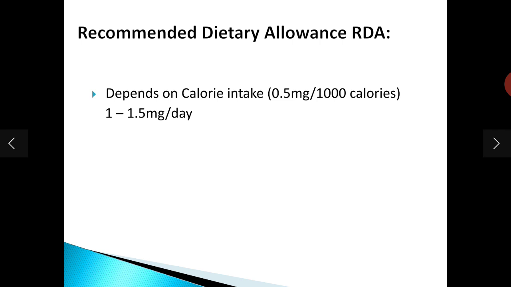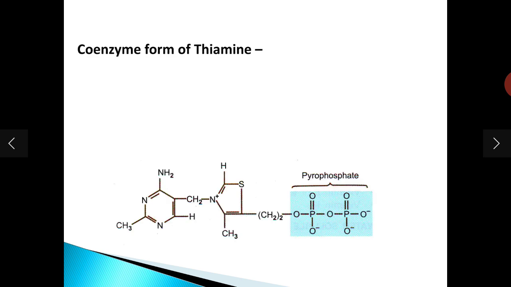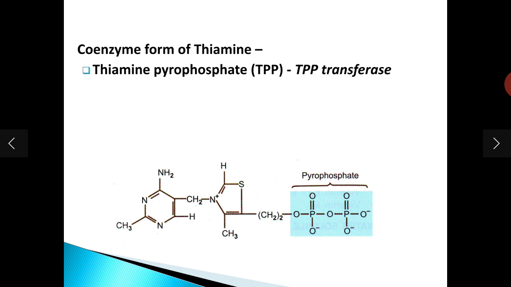The recommended dietary allowance, or the RDA, for this vitamin is 1 to 1.5 milligram per day, and it mainly depends on your calorie intake or carbohydrate intake, so 0.5 milligram per 1000 calories. This is the coenzyme form of your thiamine or vitamin B1, which is called thiamine pyrophosphate, that is TPP. Here the pyrophosphate, or two molecules of phosphate, is added to your thiamine ring or thiamine structure.